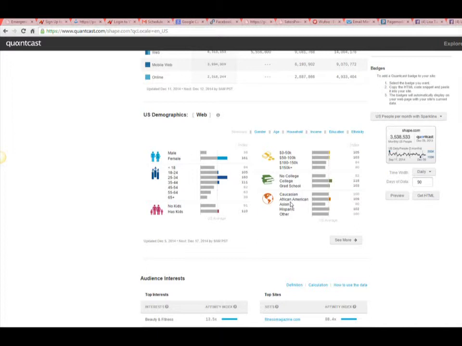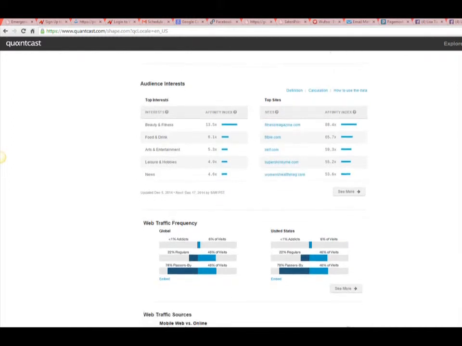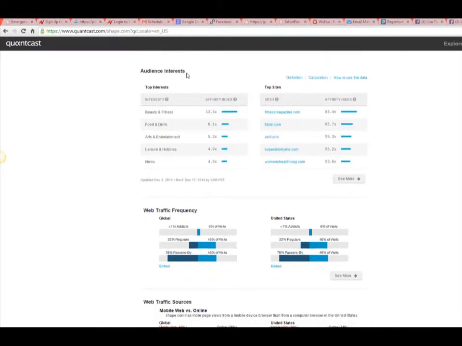So you might see that African Americans seem to be more interested than Caucasians. I wouldn't necessarily go that specific, because then I think you're leaving out way too many people. But depending on your demographic, the income, your age range, and obviously your gender, I would say, are probably the top 3. Okay. Then you go down to your audience interests.